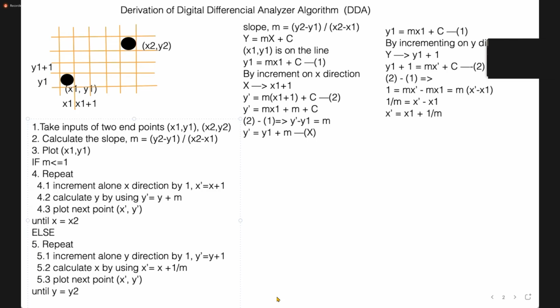Now someone can ask, m can be less than 1 by getting negative values. M can be negative also, no? Negative slopes are there. You have to remember, we are taking the absolute values, not the sign.